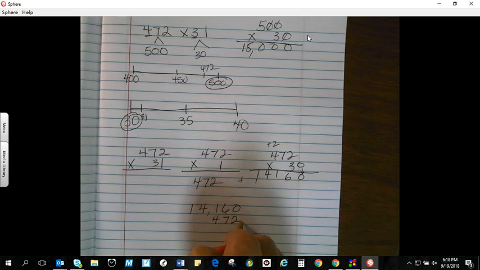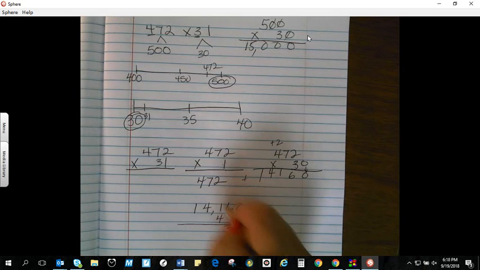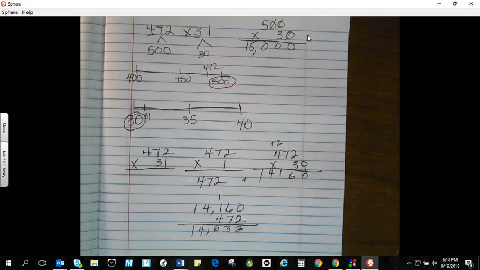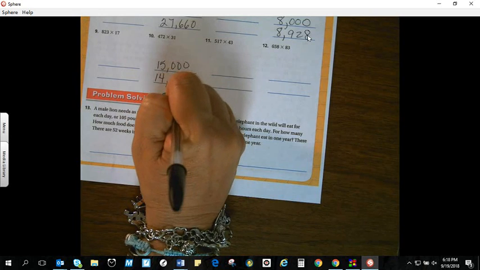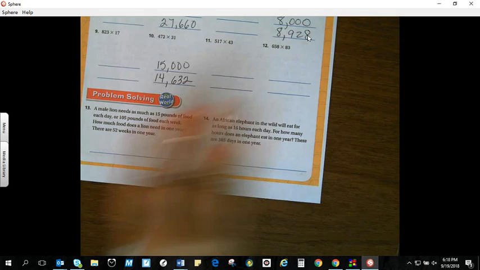And then I'm going to add up my answer. 2 plus 0 is 2. 7 plus 6 is 13. Carry my 1. 4, 5, 6. Bring down my 4 and bring down my 1. And so my answer is 14,632. Okay, and then I'm going to write that right here. 14,632. All right, we have one more left on this part here, and then we're going to move on.